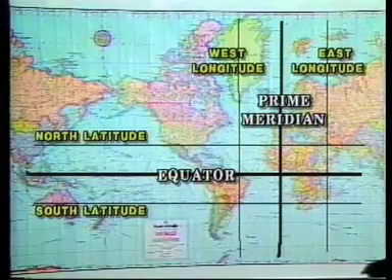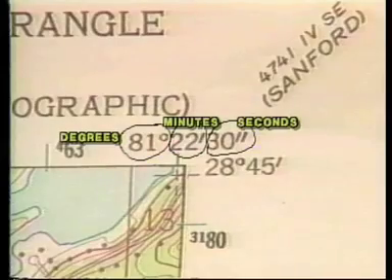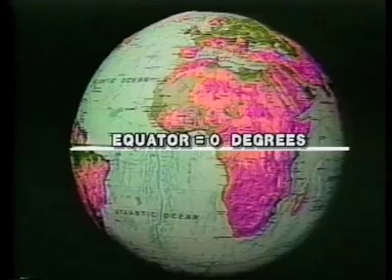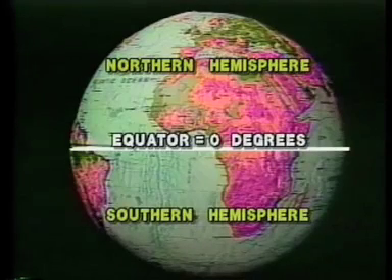Each line of latitude or longitude is given an identifying number. Each degree can also be divided into smaller amounts called minutes and seconds. The equator, or the imaginary line that lies midway between the two poles, is designated as 0 degrees latitude. It divides the Earth into two halves, or the northern and southern hemispheres.